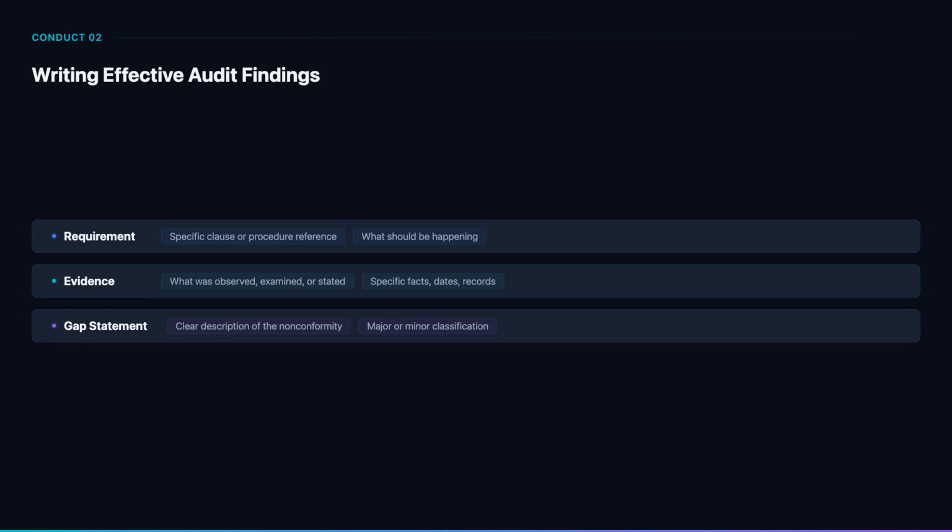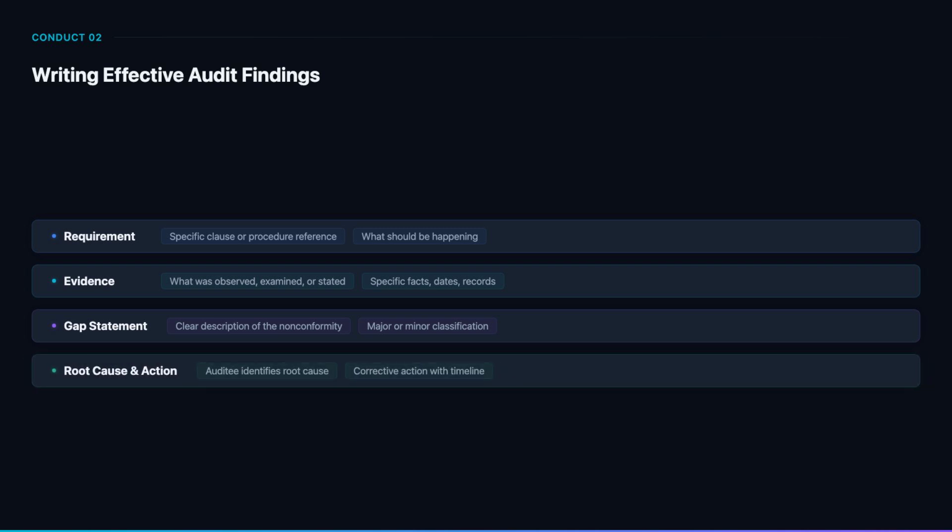Classify it as major if the failure is systemic or could result in delivering nonconforming products, or minor if it is an isolated lapse. The classification guides the urgency of corrective action. The auditee is responsible for identifying the root cause and proposing corrective action with a completion timeline. The auditor's role is to verify that the root cause analysis is adequate and the proposed action addresses the cause, not just the symptom. Never prescribe solutions. That compromises auditor independence. Let's close with the most important lessons for effective ISO 9001 internal auditing.